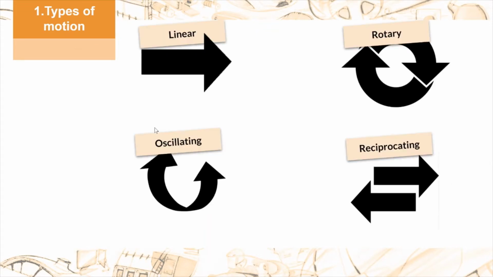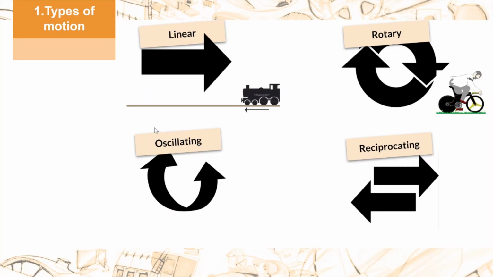We have linear motion. Linear motion is motion in a straight line. Okay, so like a train. A train travels in a straight line in one direction, that's linear motion. We have rotary motion, which is going round in a circle, like the wheels and the crank of a bike.